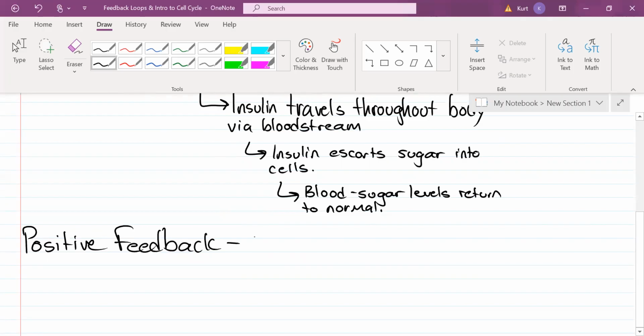This basically says, whatever you're doing, do it, and do it more. Continue what is happening.